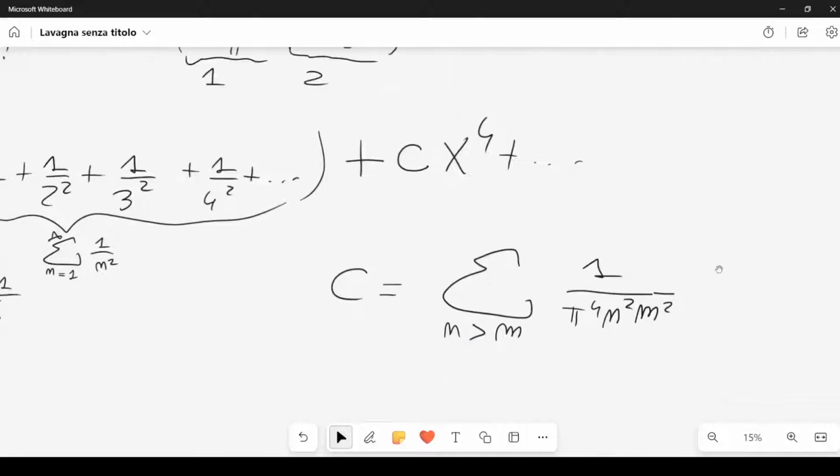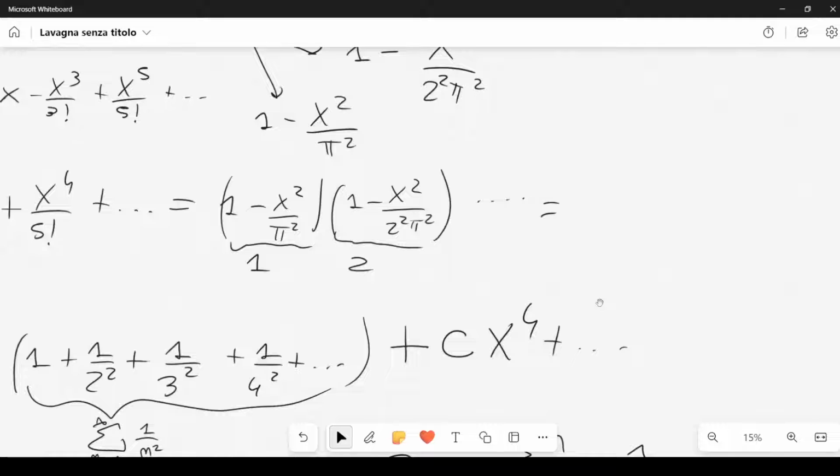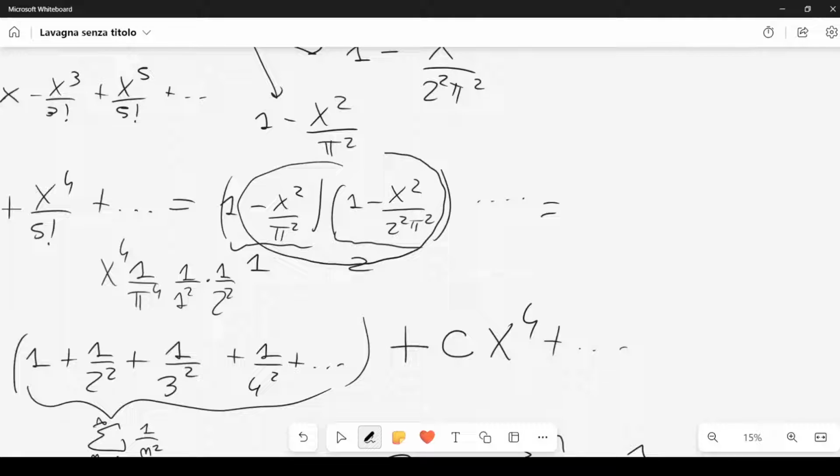And why do we get this? Well, we can choose, for example, this term which multiplies this one. Here you have, of course, a factor 1 over pi to the fourth, and you also have x to the fourth. And then you have 1 over 1 squared, which multiplies 1 over 2 squared, right? And you have already considered these two.